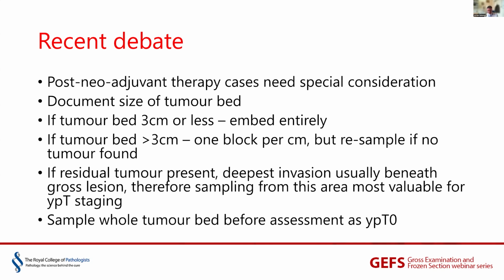And some people say to be as thorough as possible, by the way. This isn't macroscopic assessment, but to be as thorough as possible, if all of that shows no tumour, cut some levels on each of those blocks. If that shows no tumour, then it's probably reasonably safe to state that the tumour appears to be ypT0 with no residual tumour identified. And if there is residual tumour, the deepest invasion is usually beneath the most obvious macroscopic lesion, so that will tend to be the area best to sample if there is macroscopic tumour present, because that will give you the most accurate ypT stage.